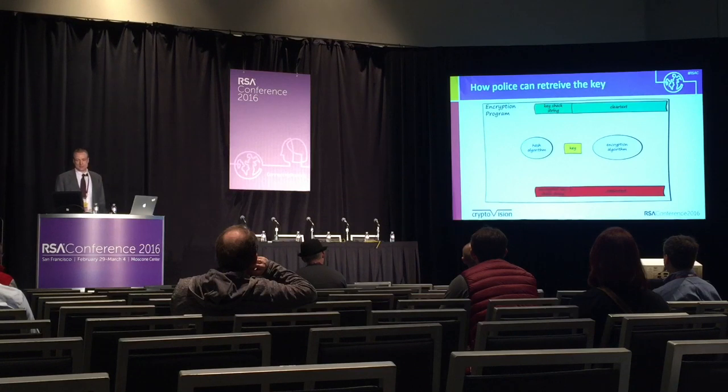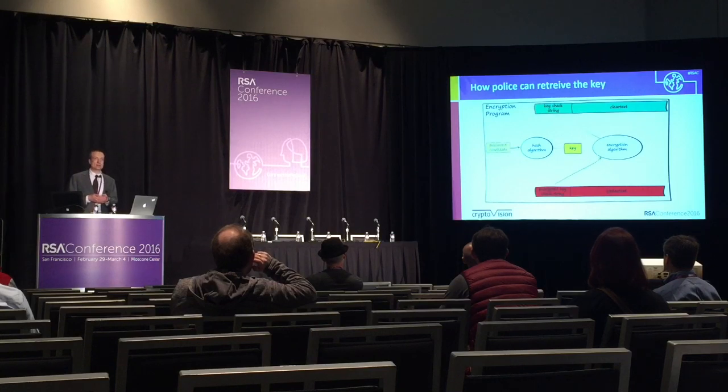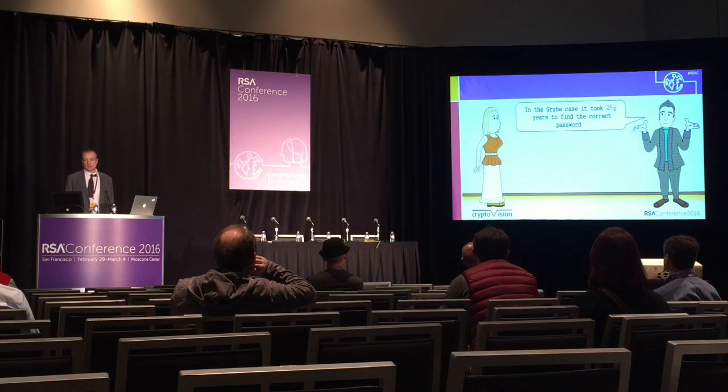And now what the police can do, if they know the encryption program and they know the key check string, is check one password candidate after the other, probably taken from a dictionary. That's why it's called a dictionary attack. And one password after the other is checked until finally the correct one is found. This is how the police probably worked in the Gribba case, and in the Gribba case it took 2.5 years to finally find the correct password.